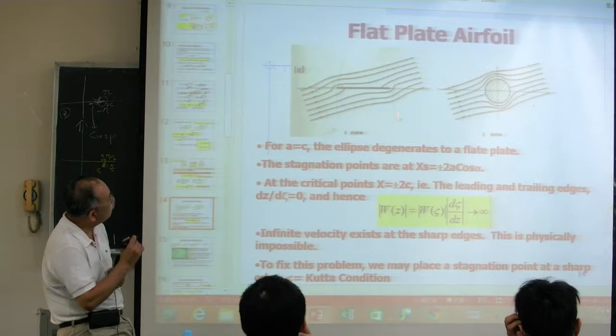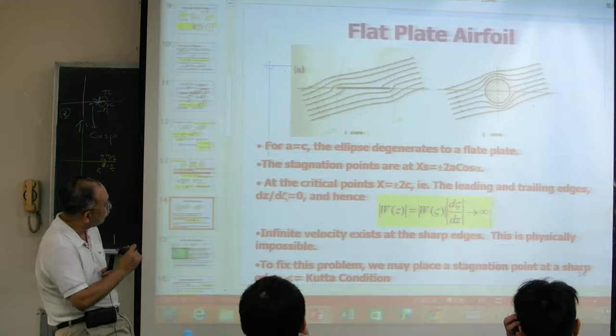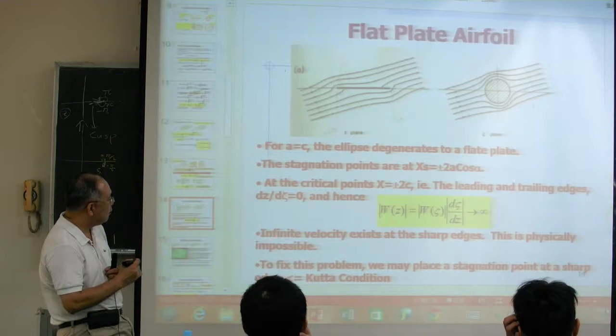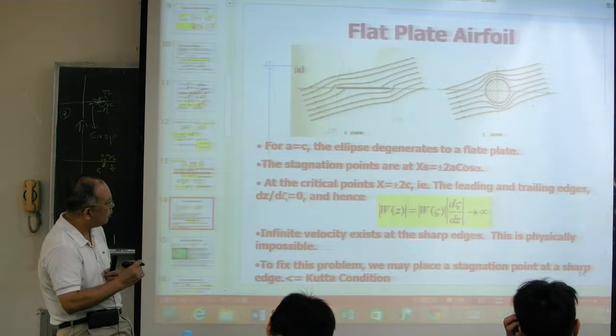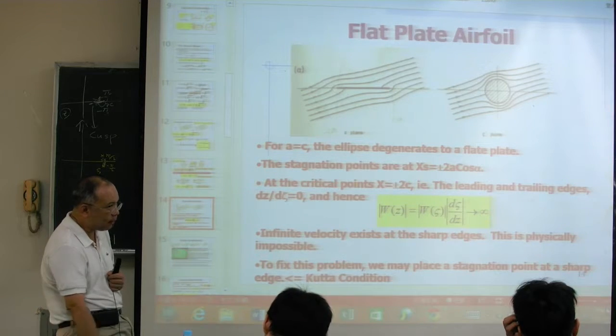Mathematically we know this two-point is a singular point, and the velocity will approach infinity according to the Joukowski transformation. So infinite velocity will exist at sharp edges. At this sharp edge and this sharp edge, our velocity approaches infinity. So this is physically impossible.